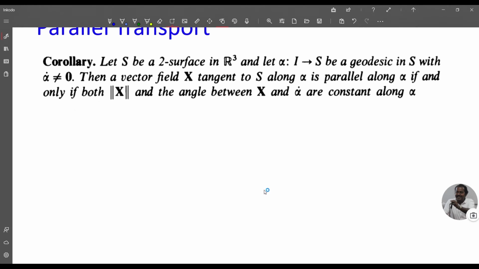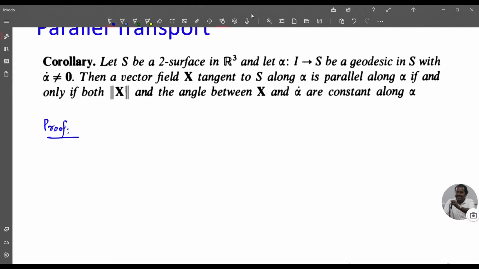Now we discuss the corollary to the previous theorem. Let S be a two surface in R3 and let alpha from I to S be a geodesic in S with alpha dot not equal to 0. Then a vector field X tangent to S along alpha is parallel along alpha if and only if both norm X and the angle between X and alpha dot are constant along alpha. So we prove this.